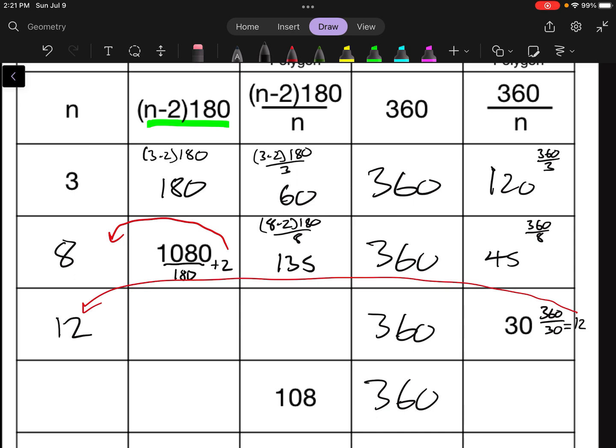And now that I figured out my n, I can do all my normal stuff. All right, 12 minus 2 times 180. That's going to give me 1800. And then if I do 12 minus 2 times 180 divided by 12, that is going to be 150.